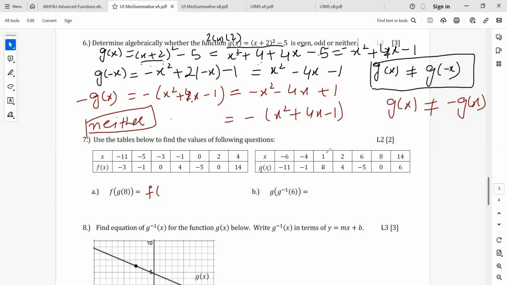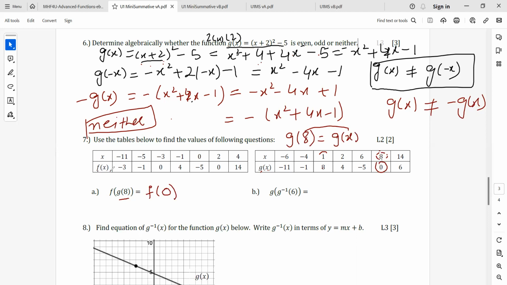So g of 8 is 1. You will check it from here or from here. Sorry, g of x is y, and we take the x value 8. Yes, we will take the x value. So x is going to be 8, and the answer for y is going to be 0. So g of 8 is equal to 0.